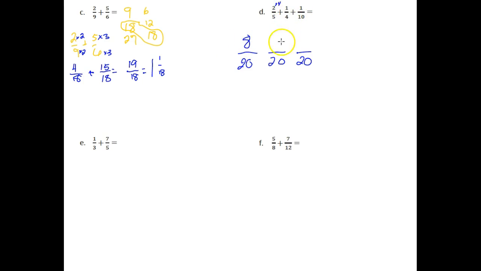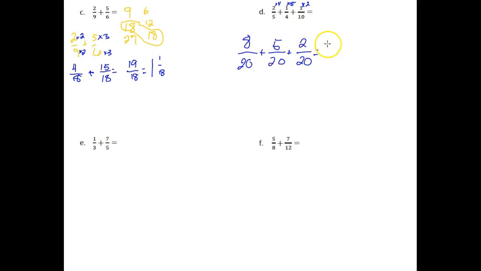And I know 4 times 5 would get me that, so I have to multiply this one times 5. 1 times 5 is 5. 10 times 2 gets me 20, so I have to multiply this one times 2. So we're treating them all equally. And now we combine them, because they're all the same size. Takes 20 to have a whole.